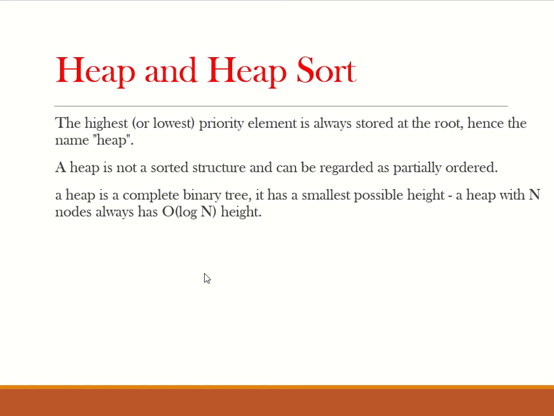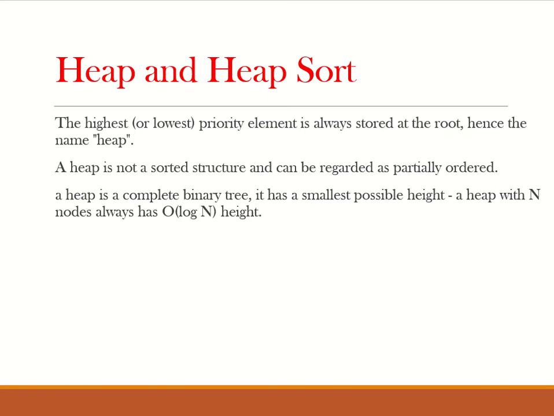So in the case of a heap, you can say that it has an ordering, not a sorting. A heap has an ordering, not a sorting. So you can say it is a partially ordered tree. Then, as I said, it is a complete binary tree, and as we all know, a heap with n nodes will always have a height equal to O(log n), which we have already discussed while discussing binary trees.